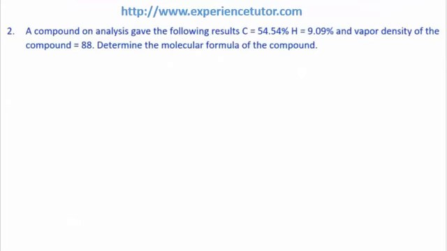Our next question is, a compound on analysis gives the following results. C is equal to 54.54%, H is equal to 9.09%, and vapor density of compound is equal to 88. Determine the molecular formula of the compound.